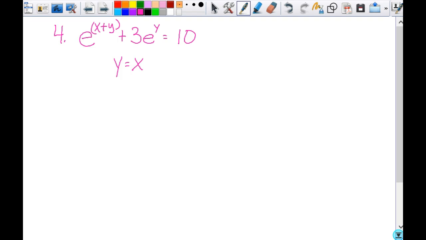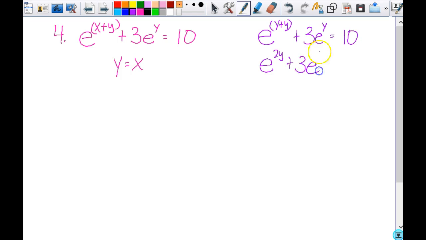right? Y equals x. You have to kind of make these decisions as you go. Since there's already a y here, you can substitute x in for both of those. I substituted in, so I just leave that y and put the other y in here. It works out either way, so I put e to the y plus y, plus 3 e to the y equals 10. So this really gives me e to the 2y plus 3 e to the y equals 10.